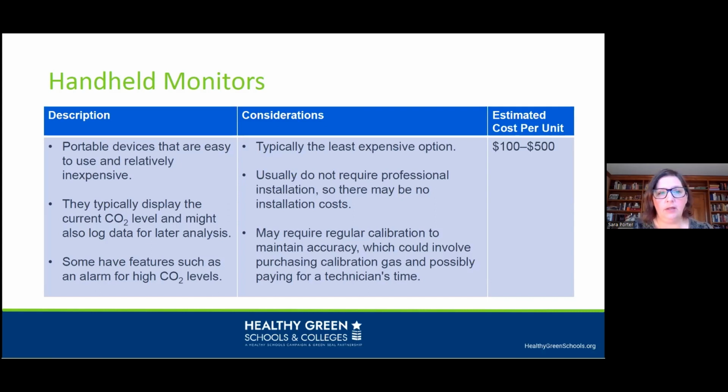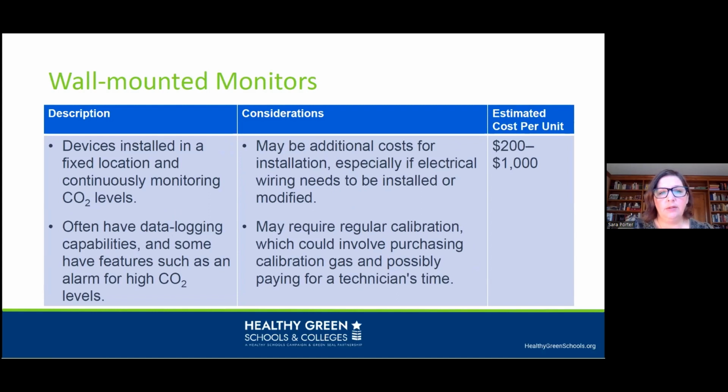The next one is wall-mounted monitors. These are fixed, they're installed in a fixed location. So there may be additional costs for that when you're thinking about that. They often have data logging capabilities and other features, such as an alarm for high CO2 levels.